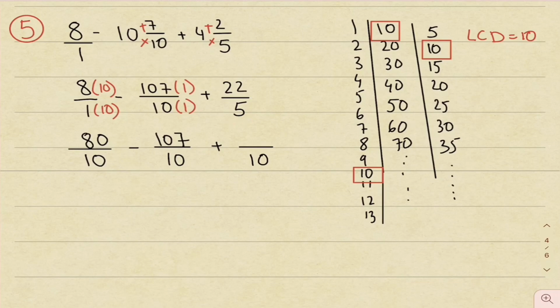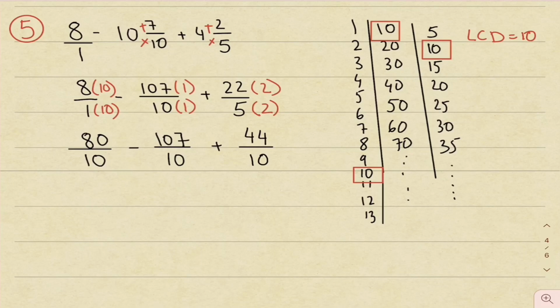Now how do I make this 5 a 10? I multiply by a number. Let's go to the list. Let's count down. 1, 2. So I multiply by 2 on the bottom and by 2 on top. Now 5 times 2 is 10. 22 times 2 is 44.